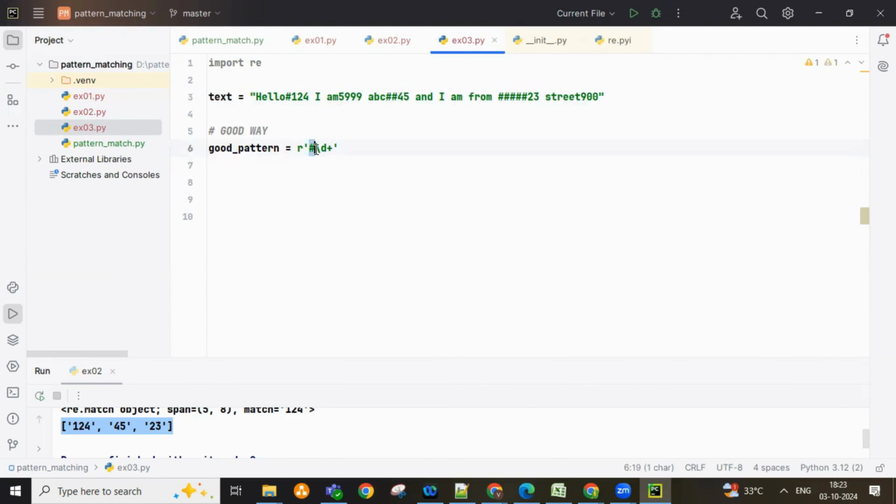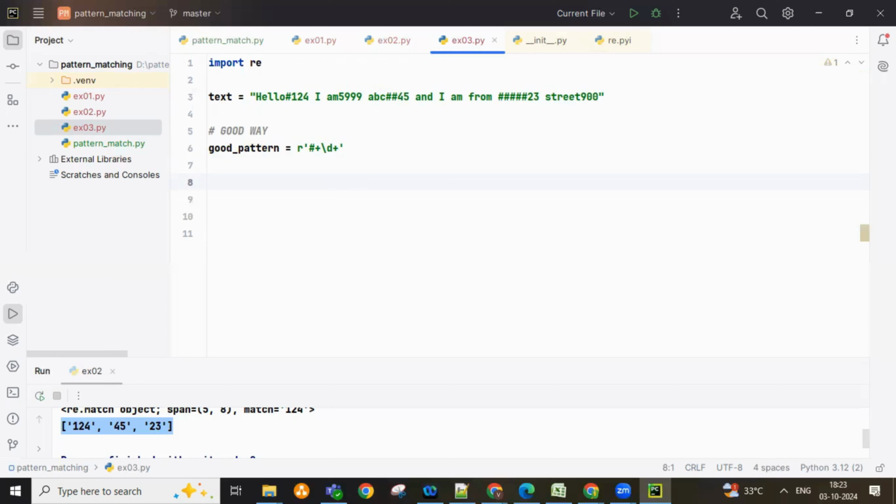See, hash plus, right? That's it, I'm done. Guys, did you understand? So plus is for what? One or more of the prefix. This would match a single or more hashes. This would match a single or more digits. Is that clear, Naveen? Any confusion in this?